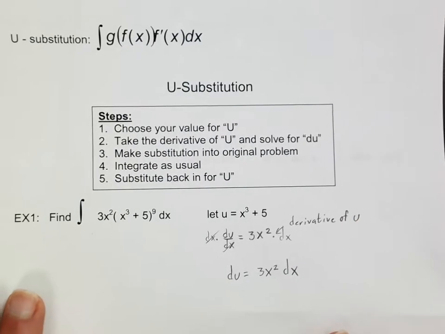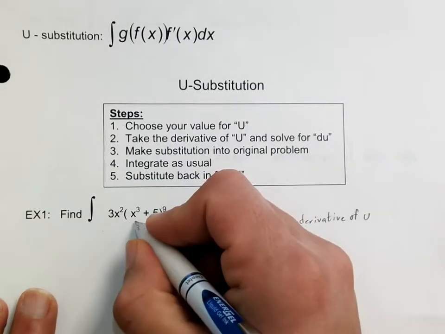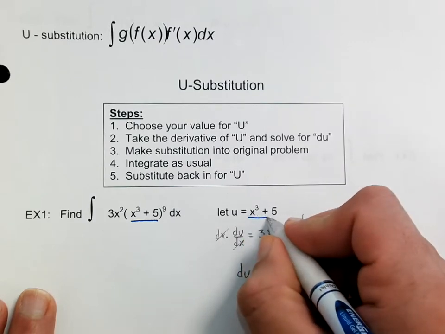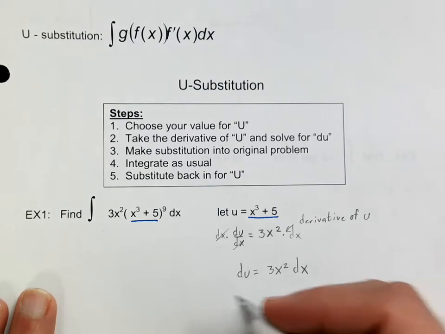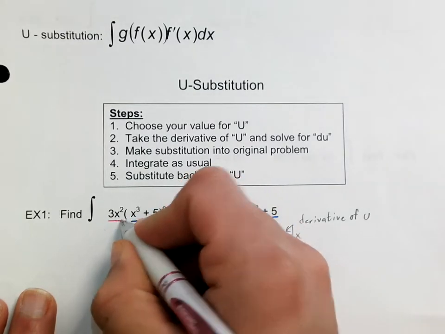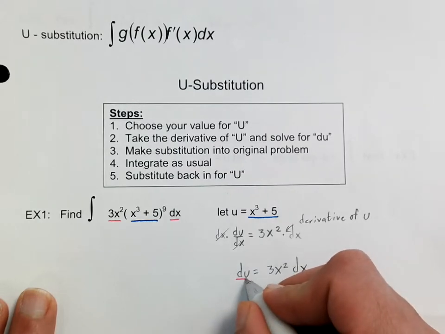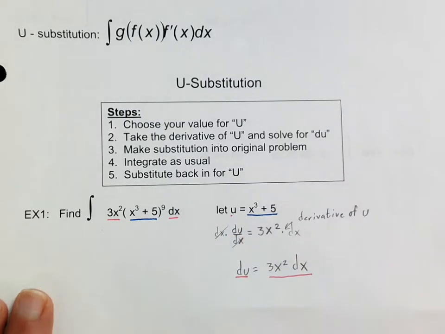So this is what I'm going to do. I'm going to replace this stuff inside of here with this, and I'm going to replace 3x squared dx with du. Alright, so that and that are going to be the same thing now.